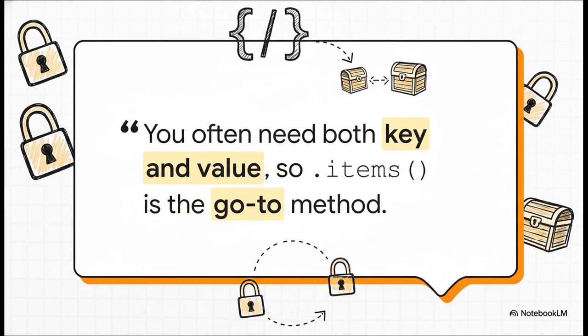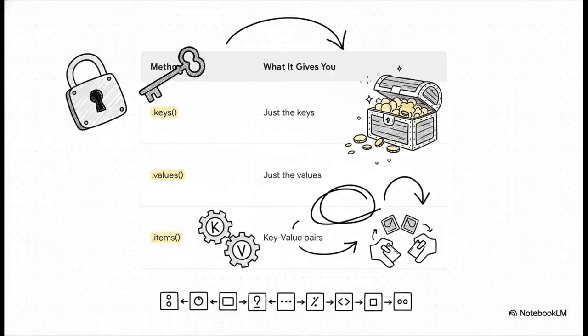I mean, think about it. Most of the time, just the key or just the value isn't enough. You need them together to understand what's going on. And lucky for us, there's a perfect method for that. So yeah, you could loop through just the keys with .keys or just the values with .values, but .items, that's the real powerhouse. It gives you both the key and the value together on every single step of the loop. This is almost always what you're going to want to use.